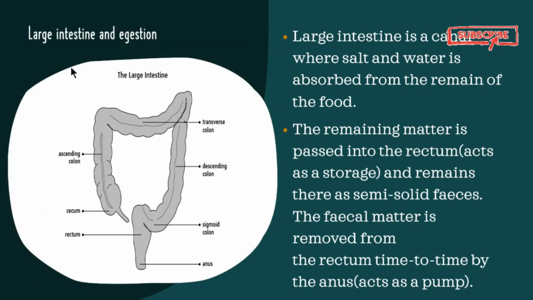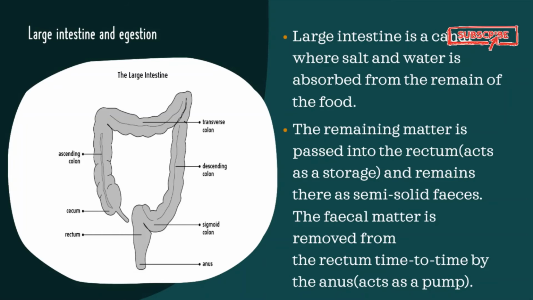Large intestine and the digestion. So this is the final and last slide for digestion in humans, but this is not the end of the chapter. There is much to learn. Here is the large intestine, and here the small intestine is placed. For your information, the large intestine is a canal where salt and water are absorbed from the remains of the food. There are major salts and water that are also needed by our body, which are absorbed by the large intestine. The remaining matter is passed into the rectum.